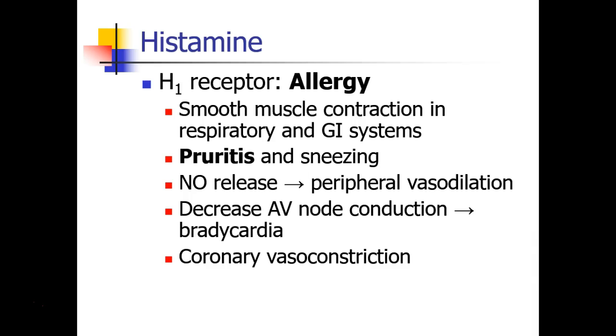There are two kinds of histamine receptors. The H1 receptor we should think of as the allergy receptor. When the H1 receptor is stimulated, it leads to smooth muscle contraction in the respiratory and the GI systems, pruritus, which is itching and sneezing, and release of nitric oxide, which causes peripheral vasodilation. It decreases conduction through the AV node, causing bradycardia, and causes coronary vasoconstriction.